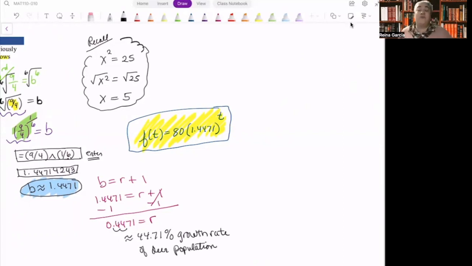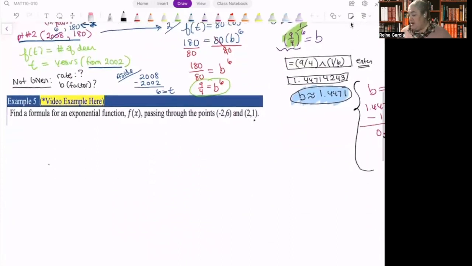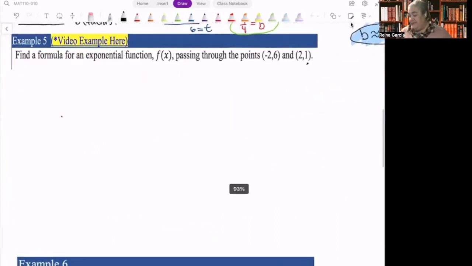And now that you have this growth rate, you could also use that to statistically predict approximately how many deer you might have at any other point in time, as well as you could use the equation that you came up with to predict how many deer you might have in any given year. Okay? So, this part right here was an extra aside that we did in class just because it's good for you to see the relationship so that you can see how you would interpret those two things together. Okay? All right, let's move on to example number 5.